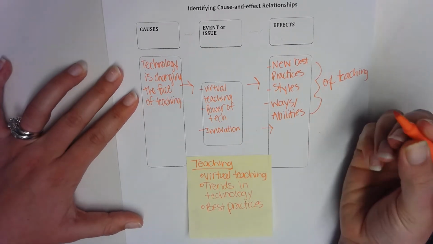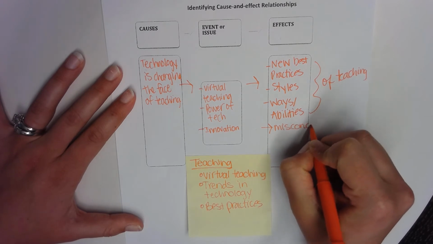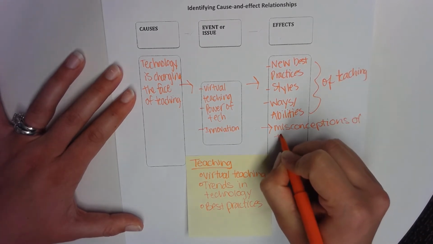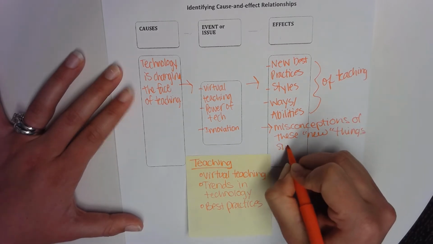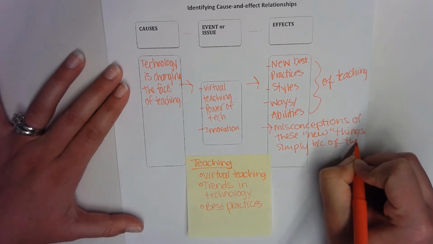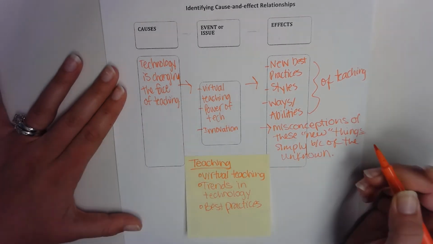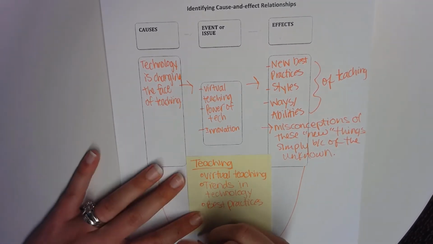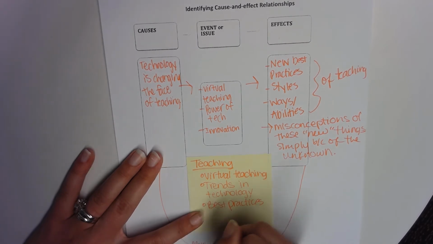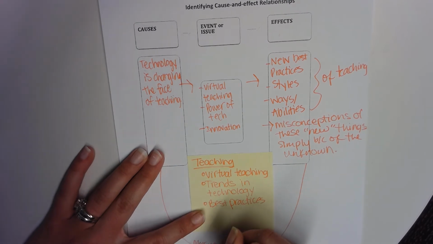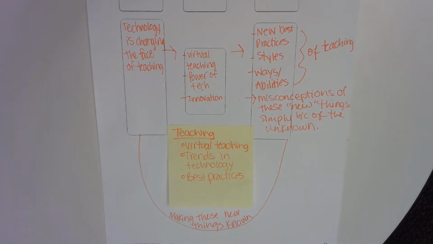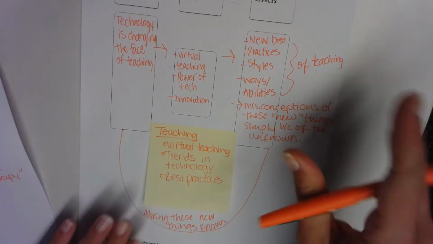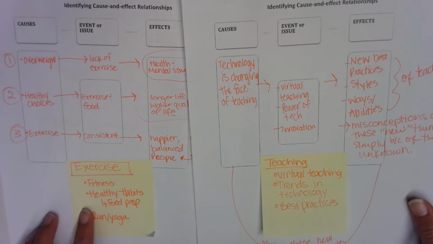but it also leads to misconceptions of these new things simply because of the unknown. So this whole essay could be all about making these new things known. Okay, making these new things known. So I've got a lot of options here, right? I really have a lot that I can do with cause and effect relationships for both of these topics.